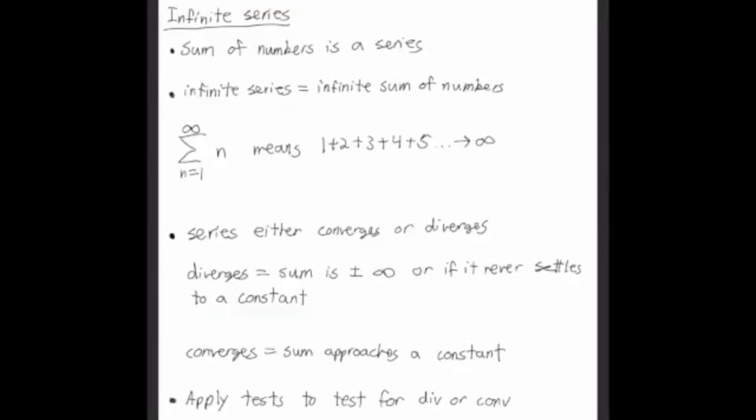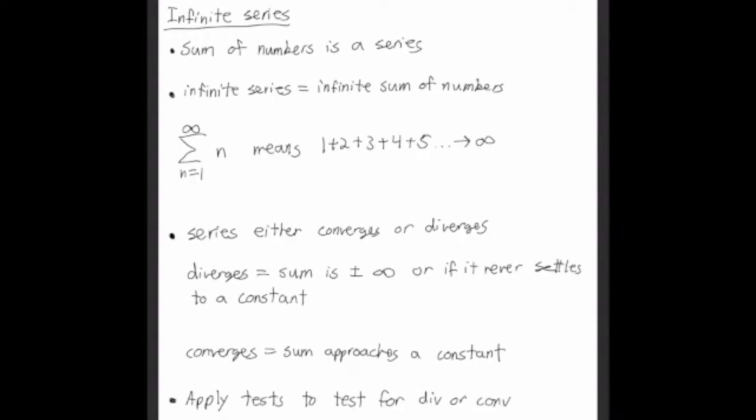So infinite series are just the sum of infinite numbers. So for example, the infinite series from 1 to infinity of n means that it's just 1 plus 2 plus 3 plus 4 plus 5 all the way to infinity. A series either converges or diverges. Diverges means that the sum is either infinity or negative infinity, or the sum never settles down to a constant. Converges means that a sum approaches a constant.